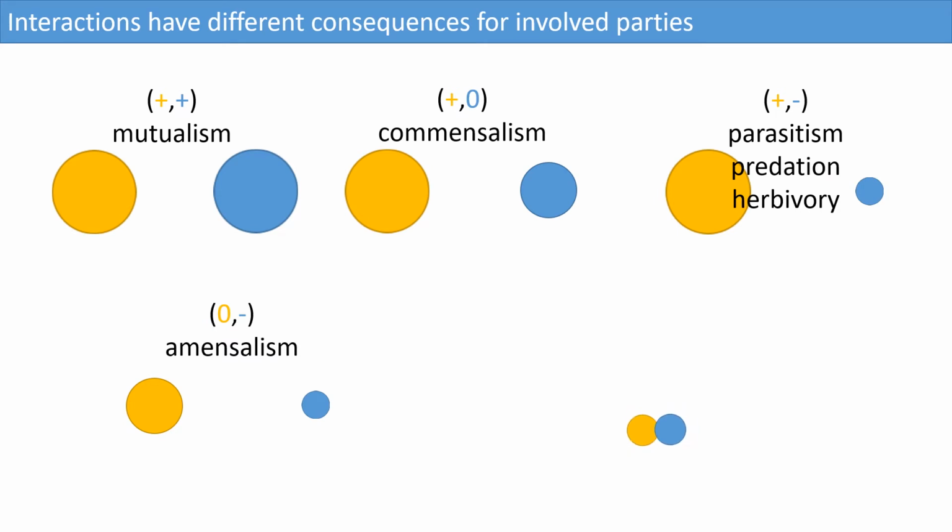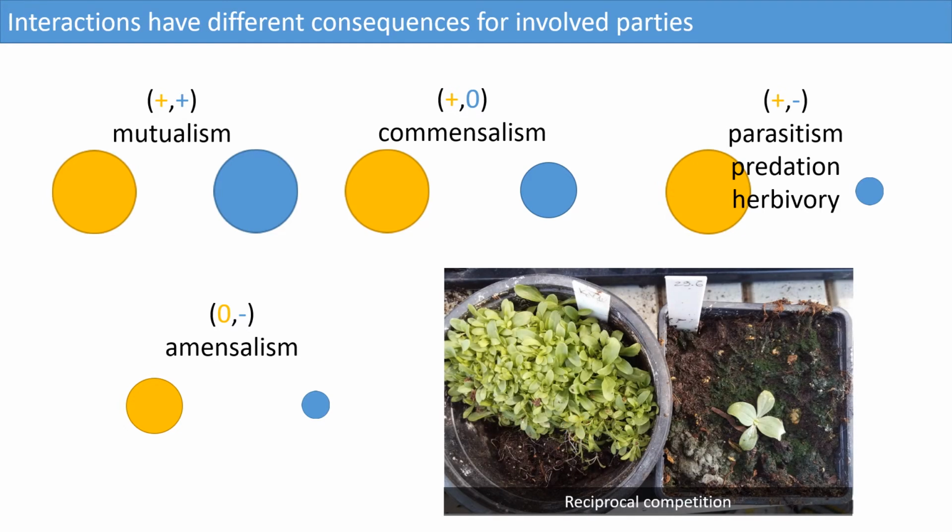And lastly, we can have an interaction that is negative for both organisms, and this is typically the case of competition. And here is the result of a small pilot trial that I did in the greenhouse of the Ostrava University, where you can see that the same plant species is growing much bigger in the pot on the right, where there is only one seedling growing by itself, compared to the pot on the left, where I have about 100 seedlings growing together and competing for space and soil resources.